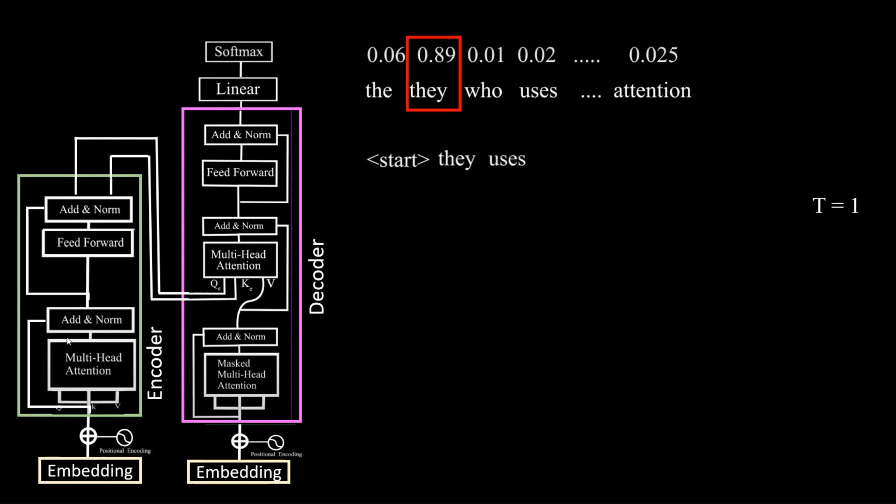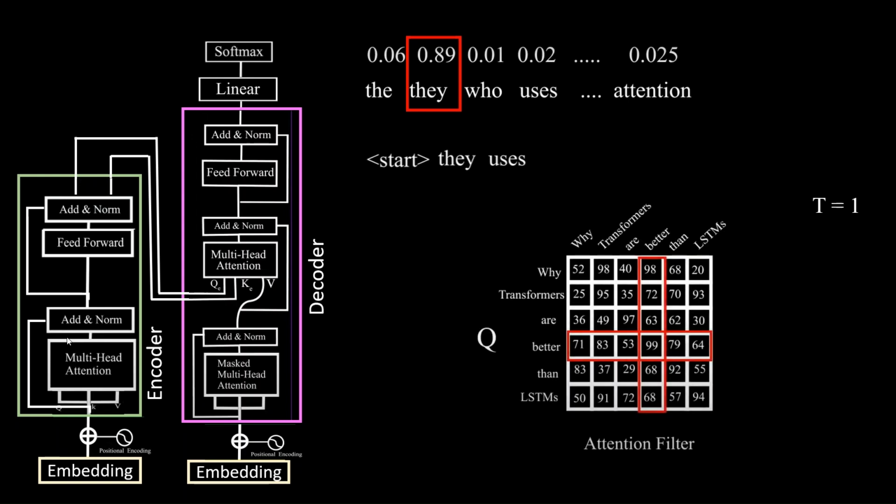But here is a little problem. The attention layer in the encoder builds the attention filter because it has all the words known to it from the input. But here in the decoder, you can see the next word is unknown to the network until it is predicted.